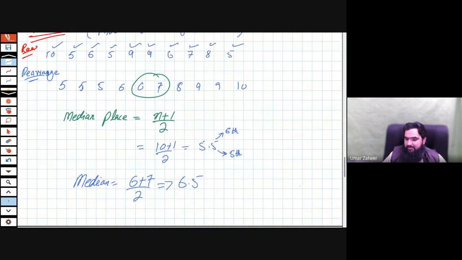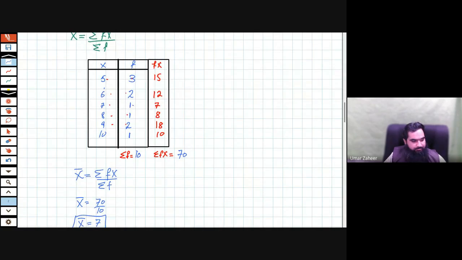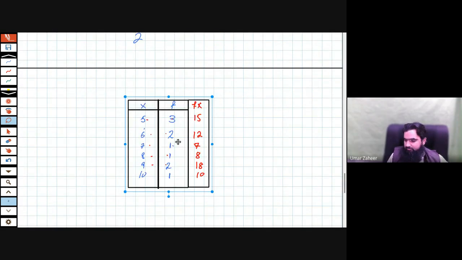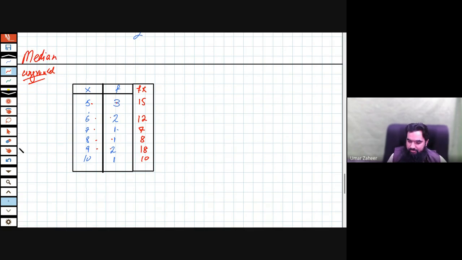All right, but for example, if it is ungrouped data, I'm going to take the ungrouped data down. We are talking about median. Okay. So how will you find it? You need to write a cumulative frequency column here. What is cumulative frequency? It means you have to just add the frequencies one by one.